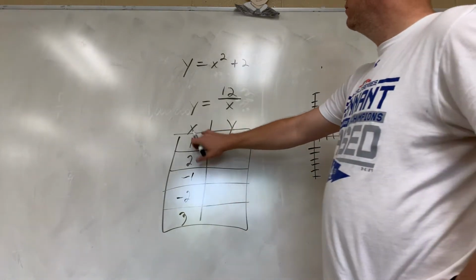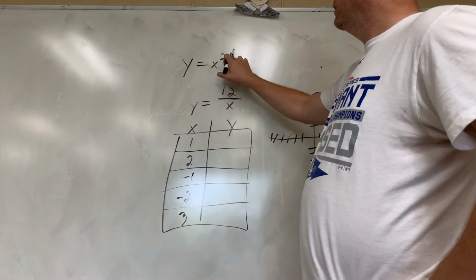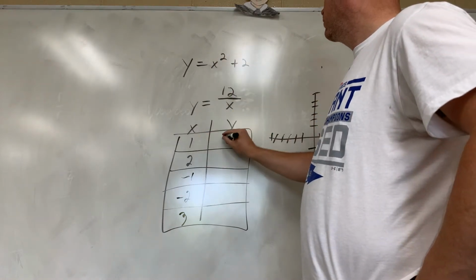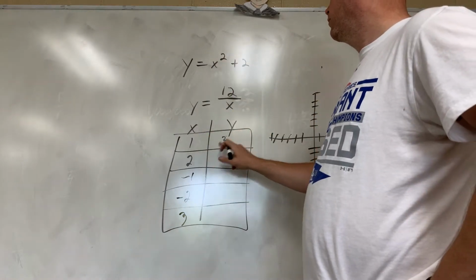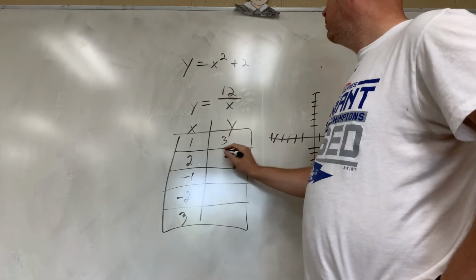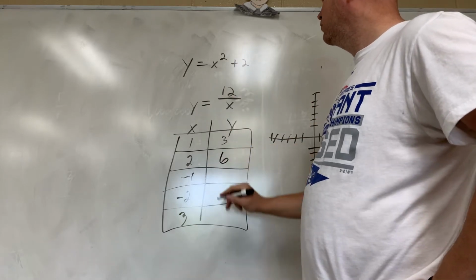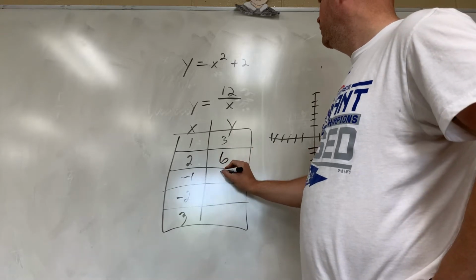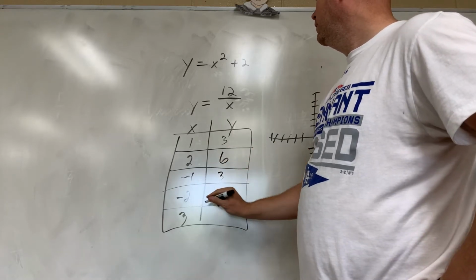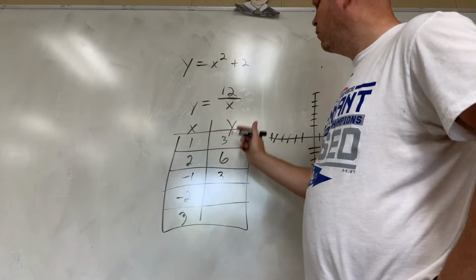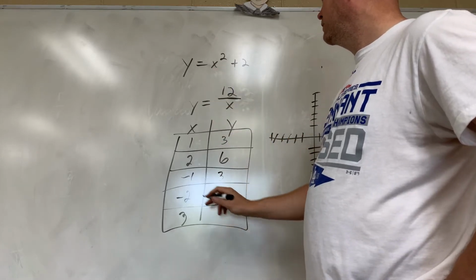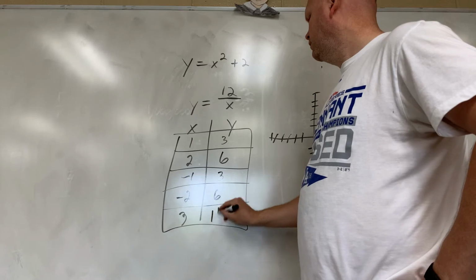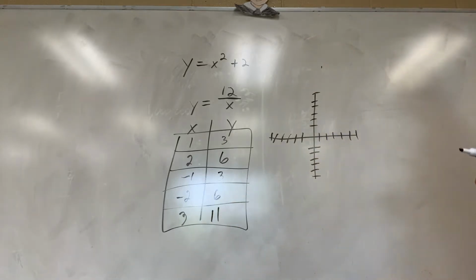So we put those in the equation. 1 squared is 1, plus 2 is 3. So our first coordinate is 1, 3. 2 squared is 4, plus 2 is 6, so 2, 6. -1 squared is 1, plus 2 is 3. -2 squared is 4, so -2, 6. And then 3 squared is 9, so 3, 11.